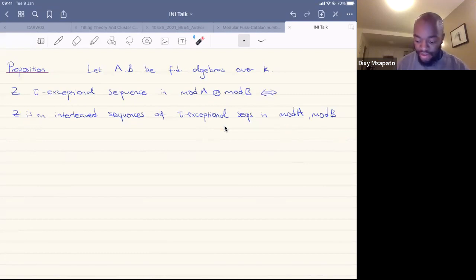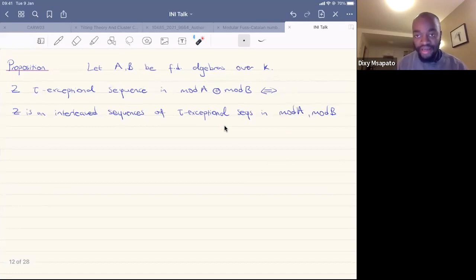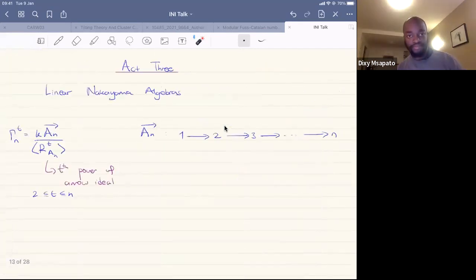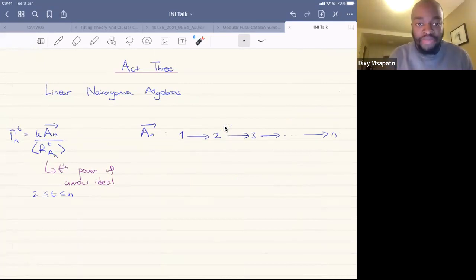So if you've already counted mod A and you've counted mod B, then counting mod A directs on mod B is fairly easy. And this is what we're going to use a lot. You'll see soon enough. So the title of this talk is Counting Nakayama Algebras. So I need to tell you what the algebras we're concerned with are.